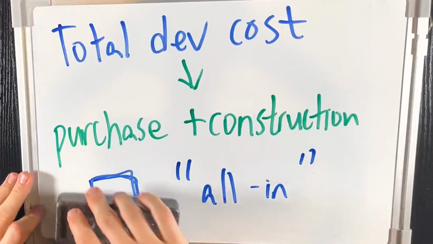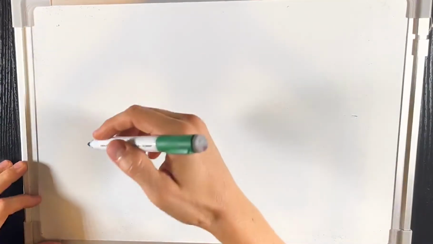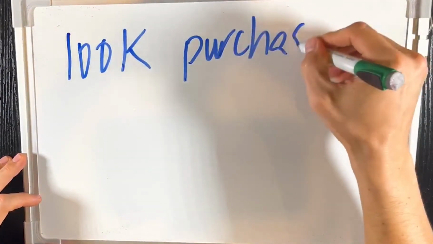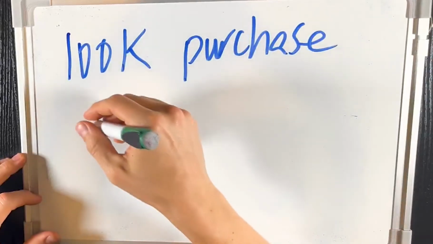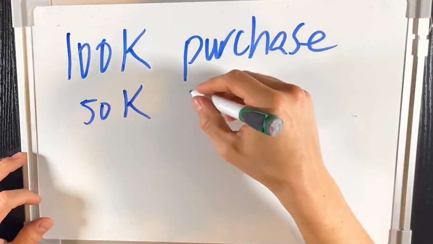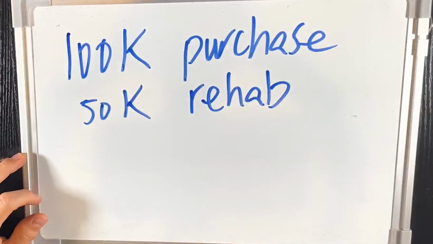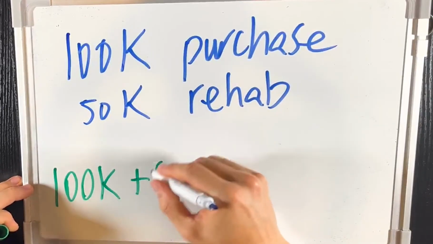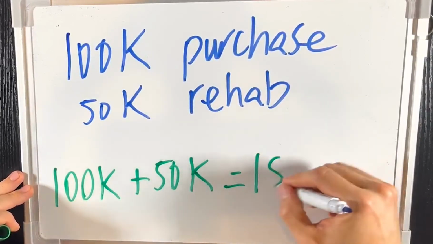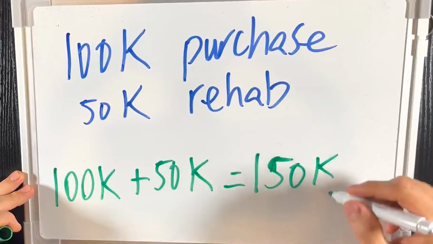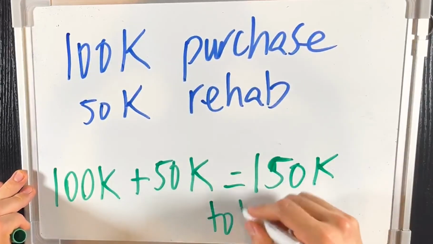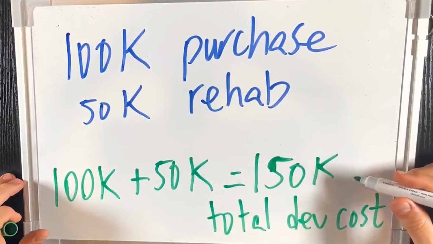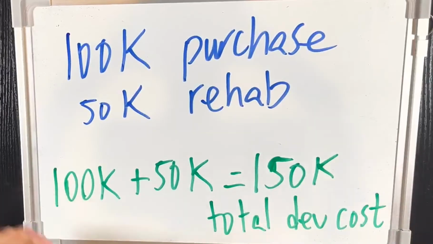So let's go through an example. Let's say that you purchase a property for 100K, right? So that is your purchase price, 100K. And it needs 50K worth of work, so your 50K rehab costs. All right, pretty easy math here. We're gonna have our 100K plus our 50K equals 150K. And this would be our total development cost, total dev cost. So you can say your all-in cost, your total dev costs are 150K.